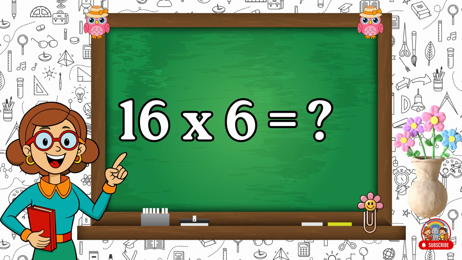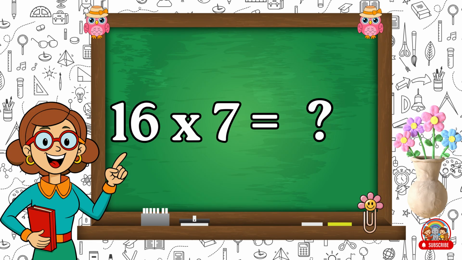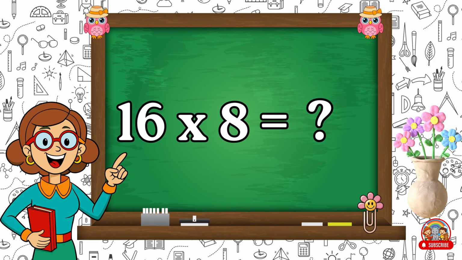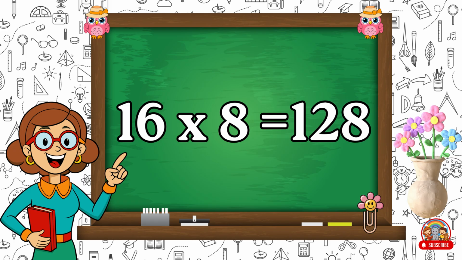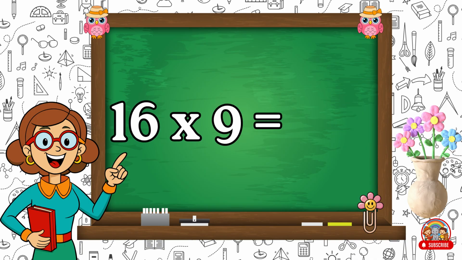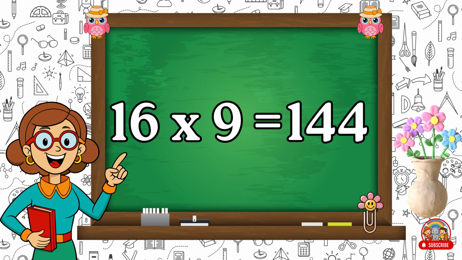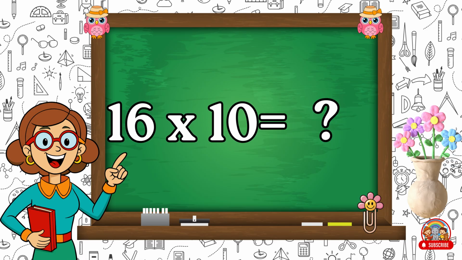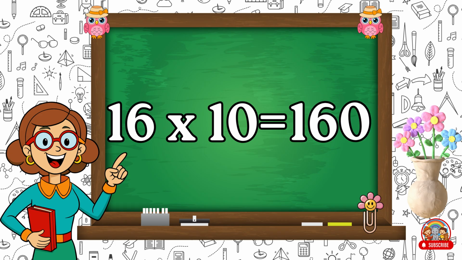16 sixes are 96. 16 sevens are 112. 16 eights are 128. 16 nines are 144. And last 16 tens are 160.